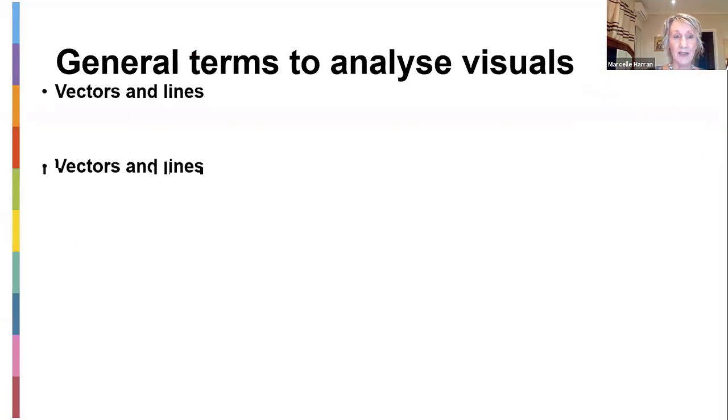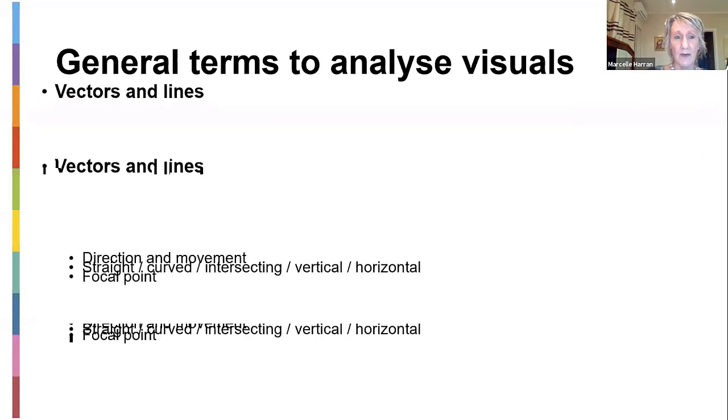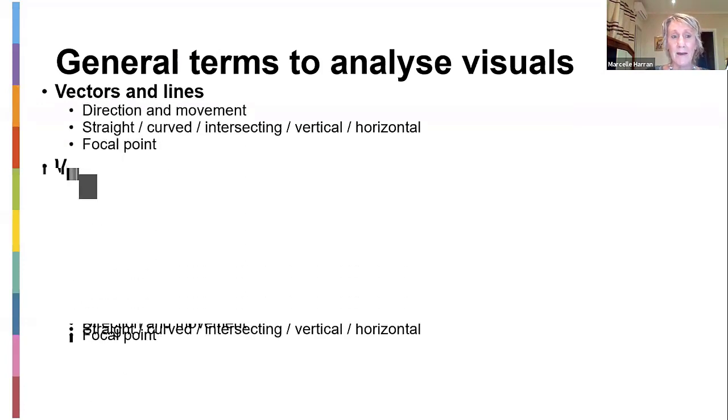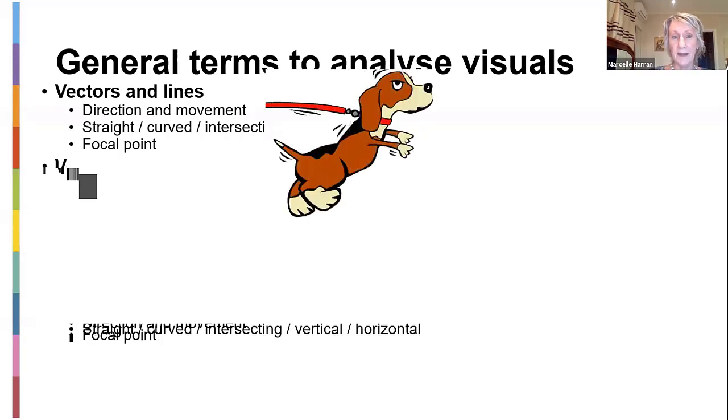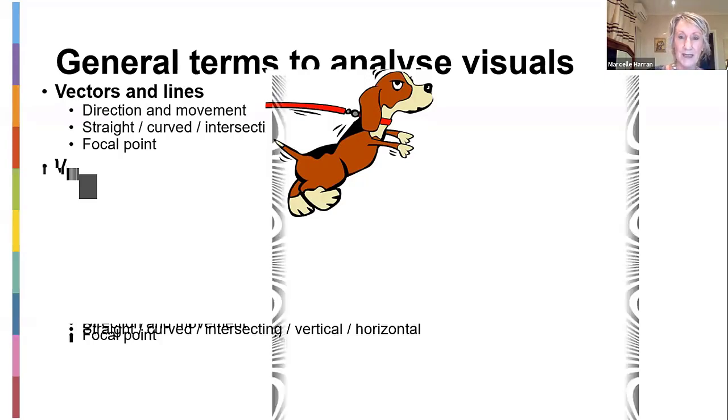Okay, these are also the other terms. Vectors and lines are also part of pictures. These show movement as well in pictures, and you can have straight, curved, intersecting, vertical, horizontal lines, and also the focal points. So if you look, this is a vector. If you see it, you can see the dogs moving, and the vectors are the lines that are drawn on the dog's back and on the leash to show that the dog is moving. So those are showing direction of movement.